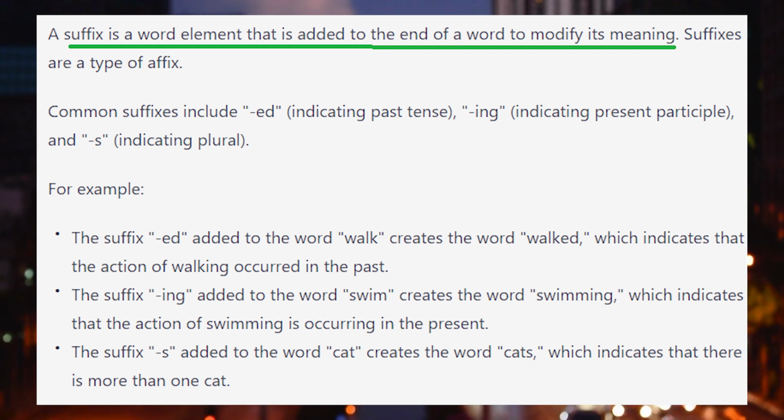For example, the suffix ed added to the word walk creates the word walked, which indicates that the action of walking occurred sometime in the past. The suffix ing added to the word swim creates the word swimming, which indicates that the action of swimming is occurring in the present or in the now. And of course, the suffix s added to the word cat creates the word cats, which indicates that there is more than one cat, probably lots, knowing cats.